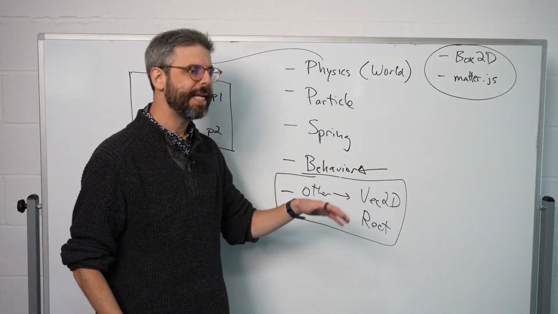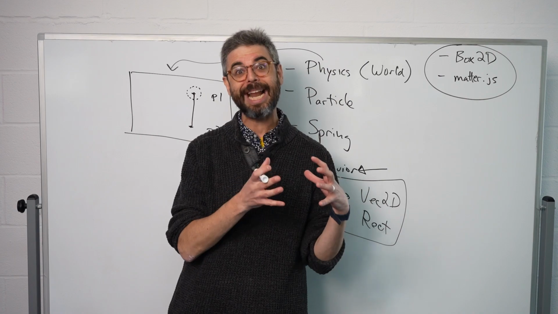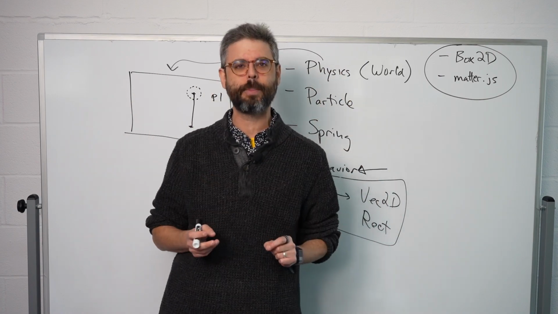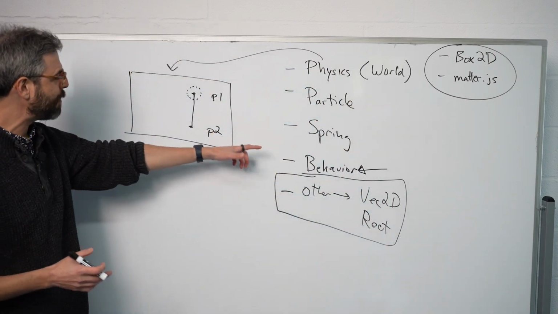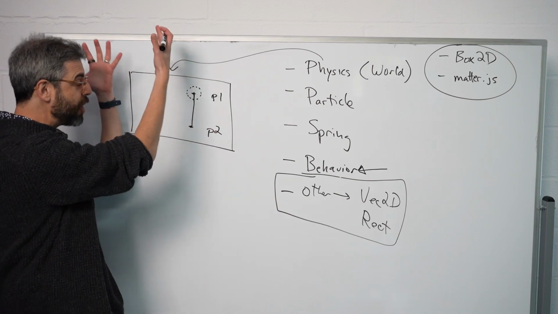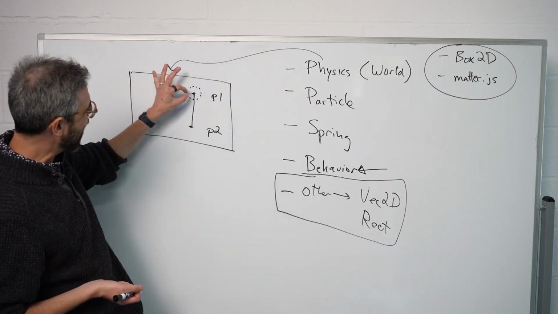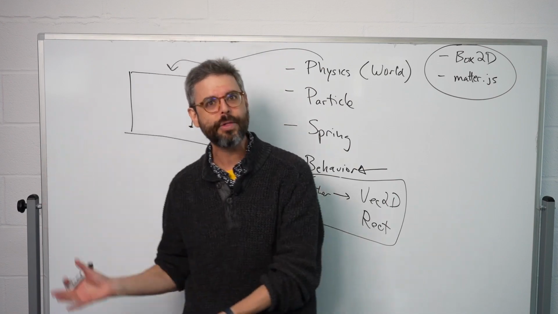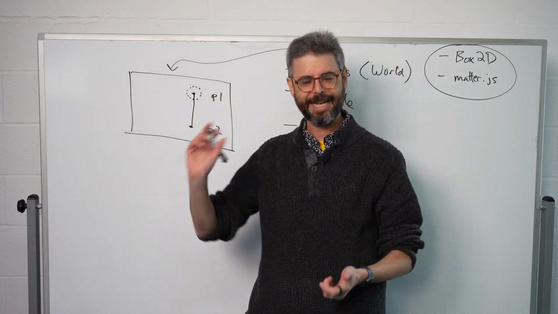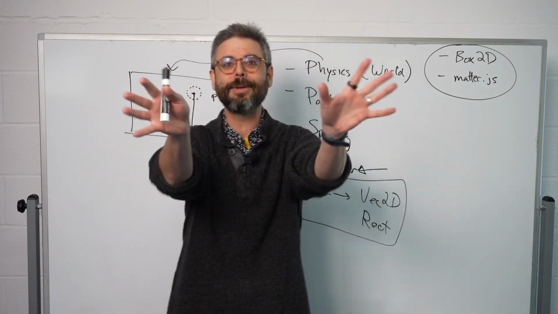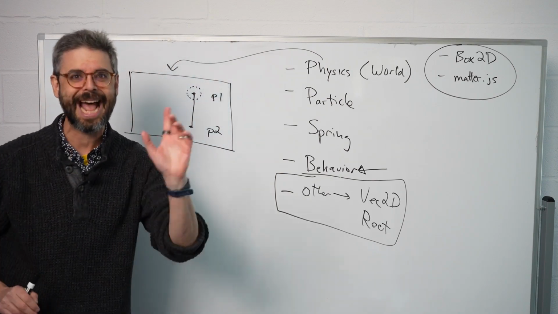A behavior is the idea of a force that can be added to either the world or to an individual particle. So there's such a thing as a gravity behavior. If I put that in the world, then all the particles experience gravity. There's an attraction behavior that I could add to an individual particle, and then all the other particles are attracted to it. Make it negative, it's a repulsion force. Lots of possibilities there. We'll get into that as I start coding.